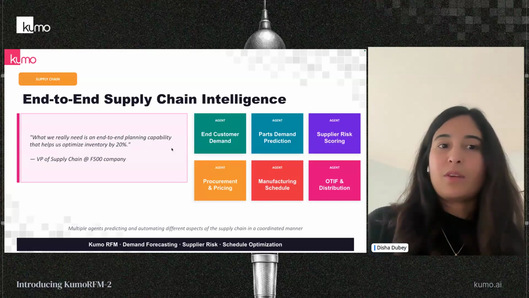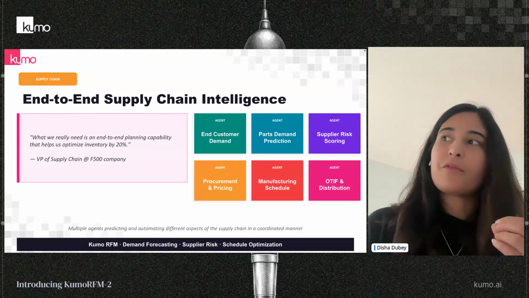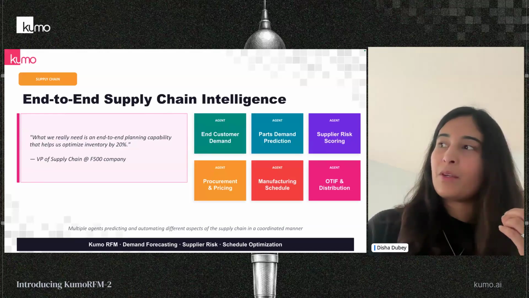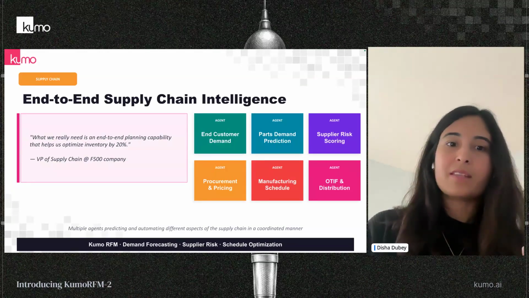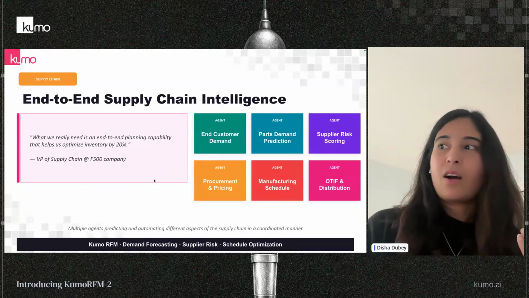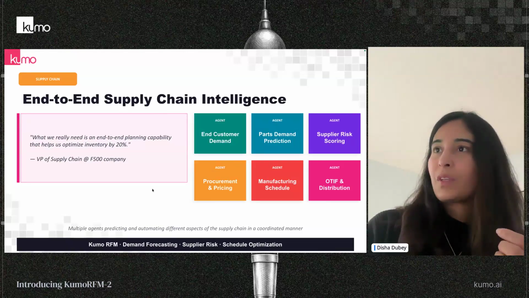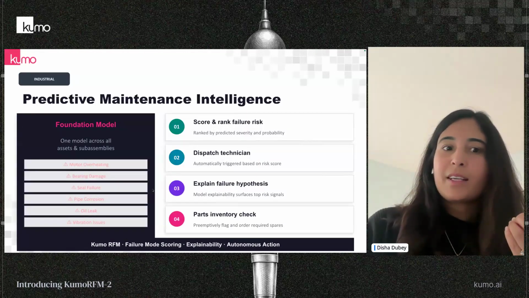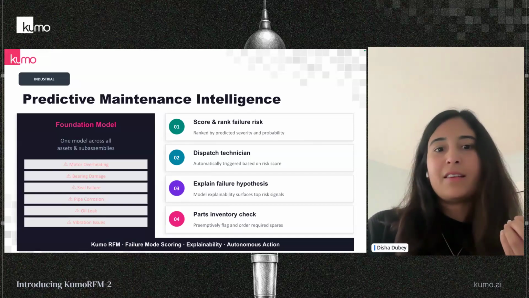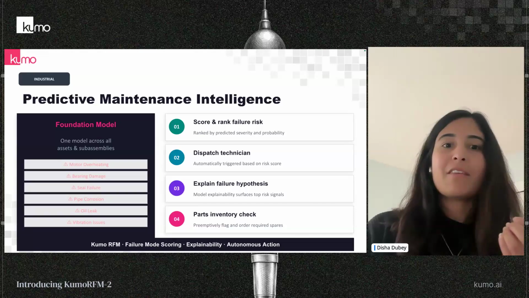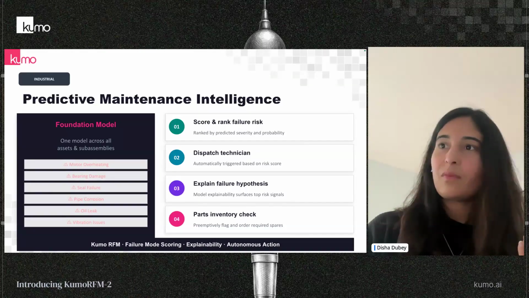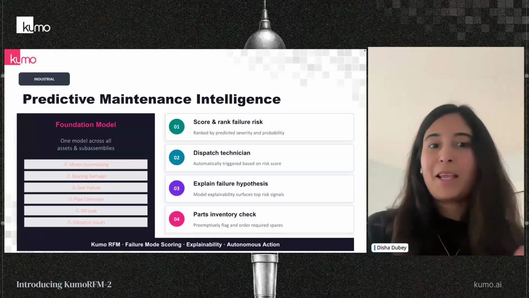In the case of supply chain, you can forecast the demand upfront and be more proactive about it. You could forecast supplier risk and preemptively take actions on those. You could also predict the schedules for these different deliveries. You could predict the demand for parts. In an industrial context, you could predict failures upfront before they happen, and this could save millions of dollars for the business. So long story short, same model, same workflow, different decisions.